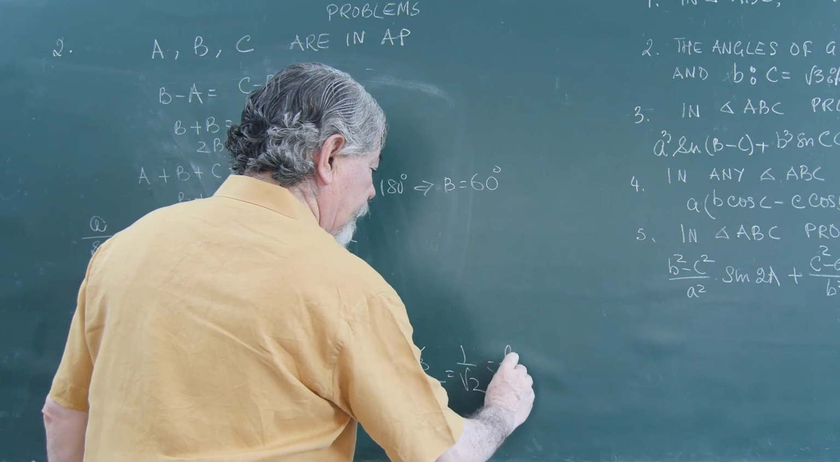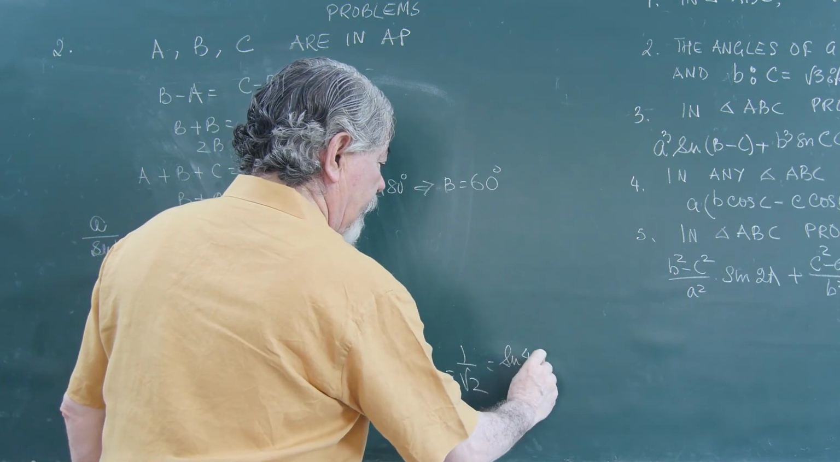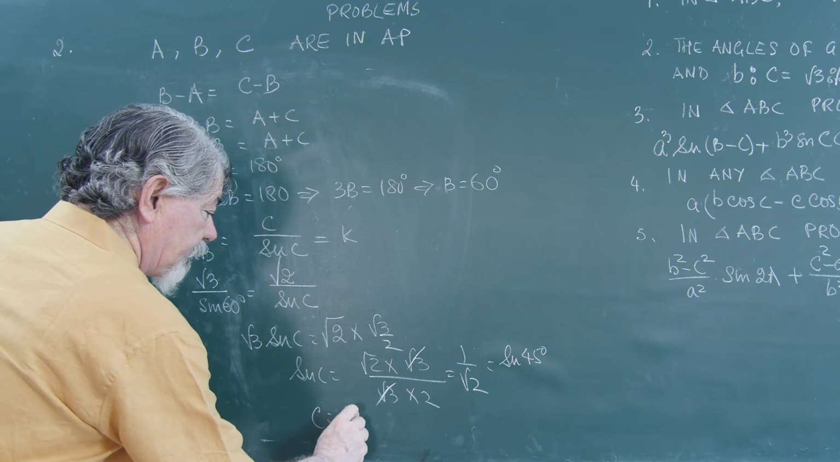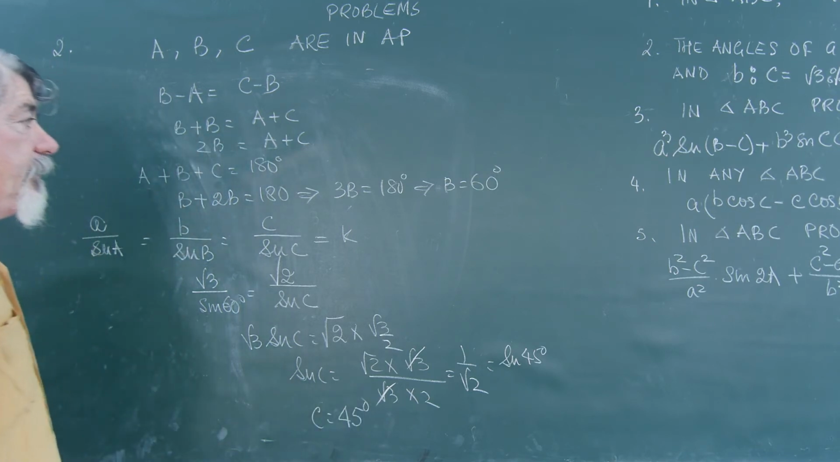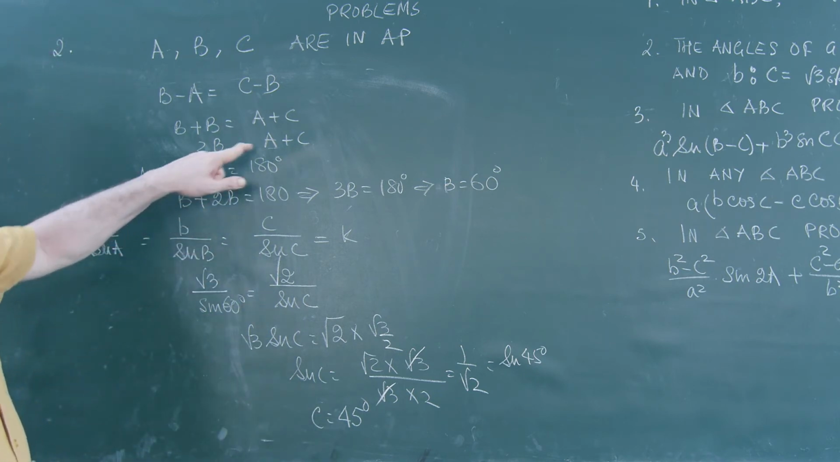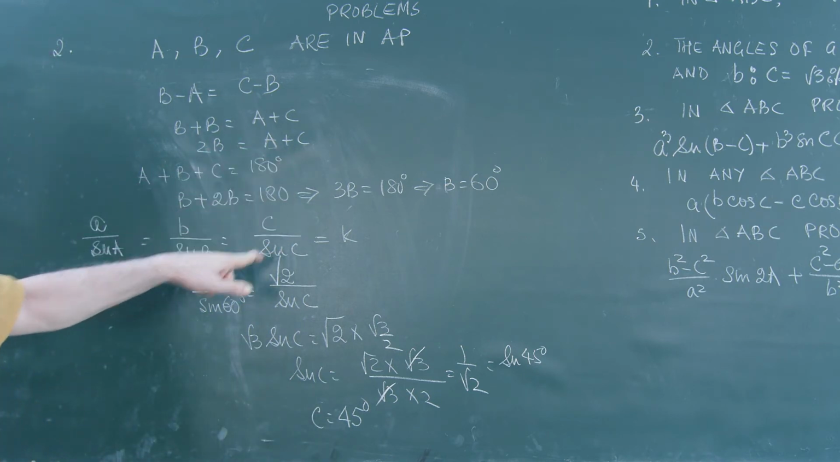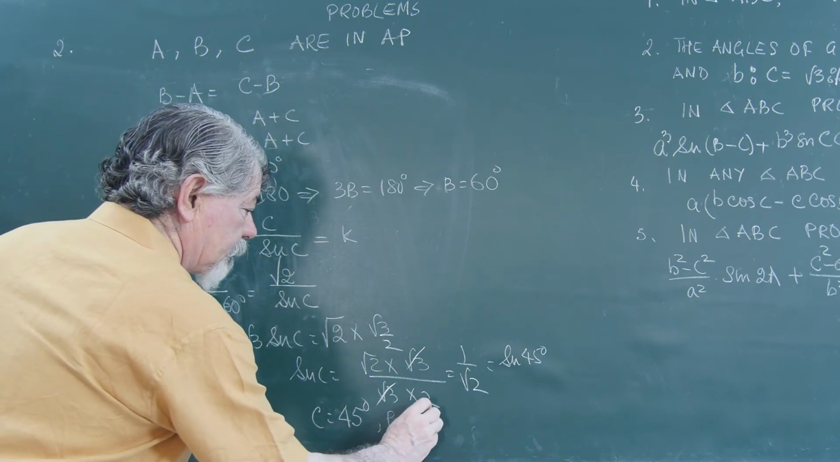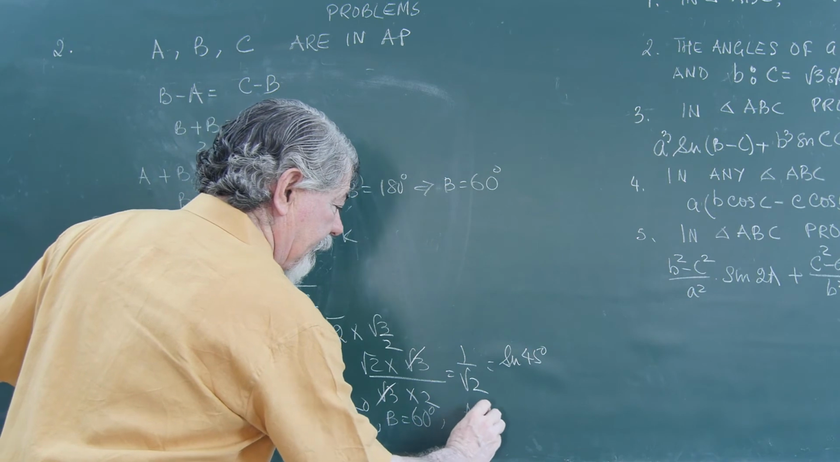That is sine 45. Sine pi by 4 is 1 by root 2. So C will come out to be 45. I have got C as 45. I have already calculated B to be 60 degree. So it is very simple to calculate A.